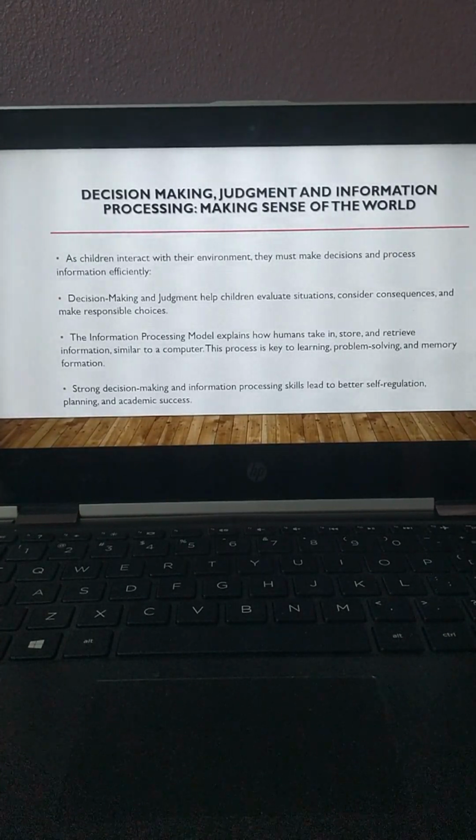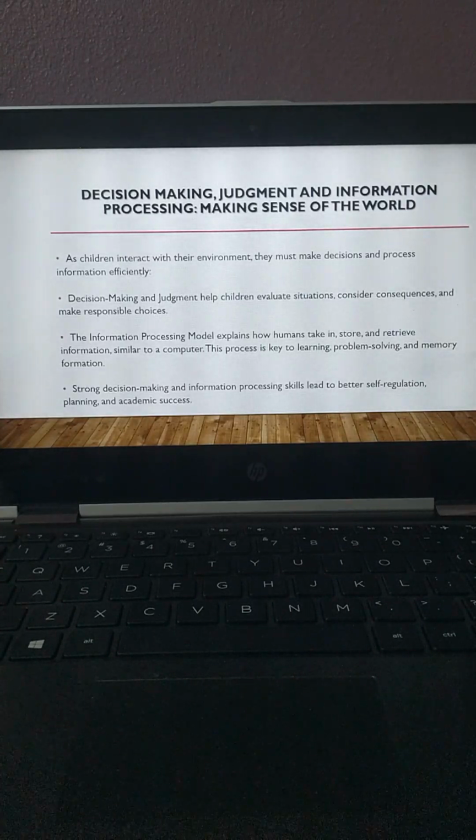Decision making, judgment, and information processing, making sense of the world. As children interact with the environment, they must make decisions and process information efficiently. I said that earlier. Decision making and judgment help children evaluate situations, consider consequences, and make responsible choices.